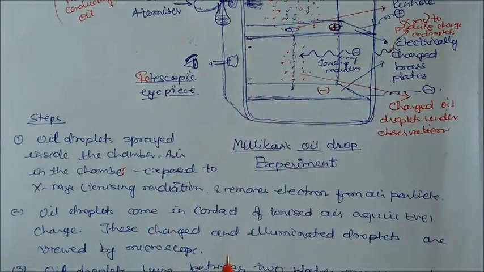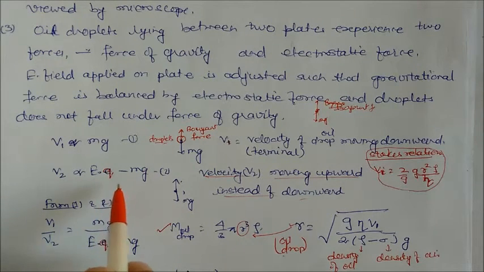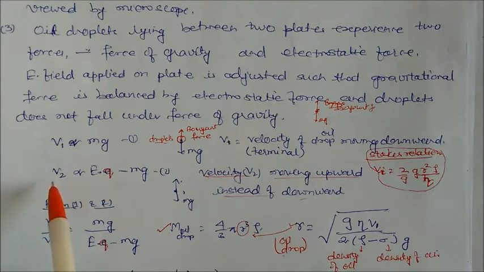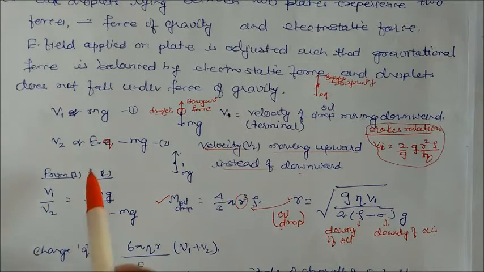In that case, what is the terminal velocity? The second velocity was V2 equal to E into Q, where E is the magnitude of the electric field, minus the weight of the charged particle, the oil drop. This is the second terminal velocity. So V2 is moving upward instead of downward. Now we know this velocity, we know this velocity, but we don't know the mass.